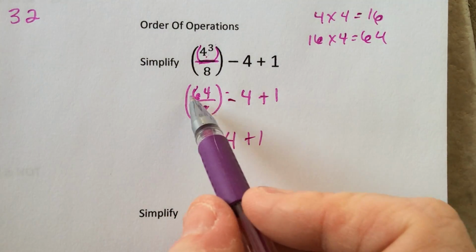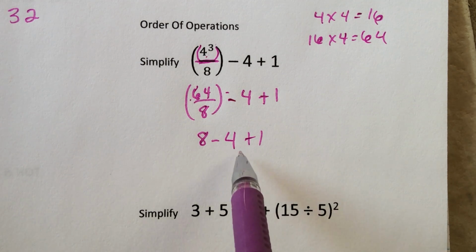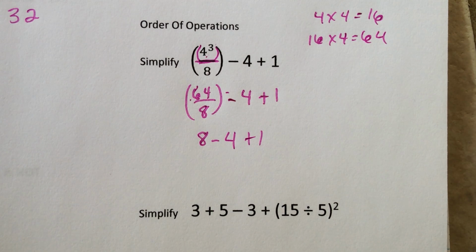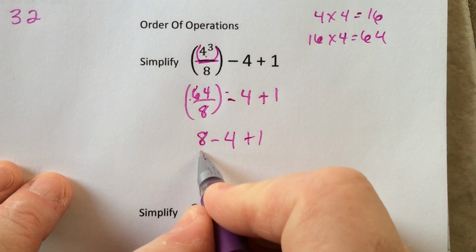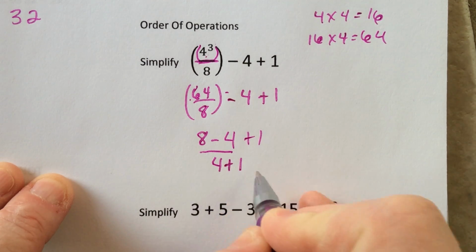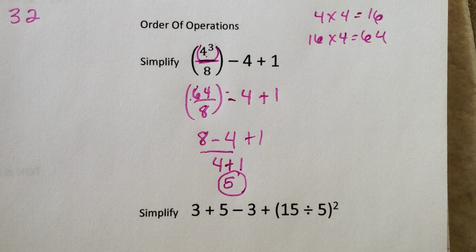I can drop these parentheses now because there's nothing left inside of them to simplify. Now, this is one of those examples of why we don't say that other word, that P word, because that would imply that adding comes before subtracting, and that is not always true. We have to go left to right. So 8 minus 4 is 4, plus 1 is 5, and that is your answer.